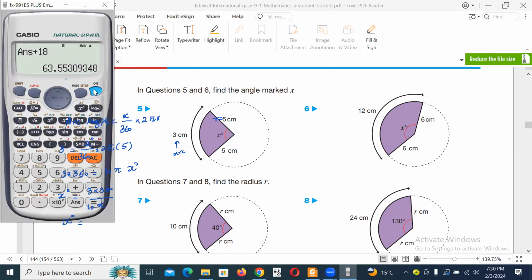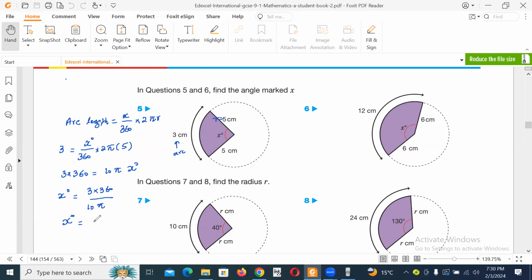So our answer is, it's better I write it this way: 3 multiply 360 divide 10 multiply pi. Shift, press this button, so you'll get pi. It's 34.38. Sorry, 37.38, or if you want to write it to three significant figures or as a normal number without decimals, it is 38 degrees. I hope it is clear.